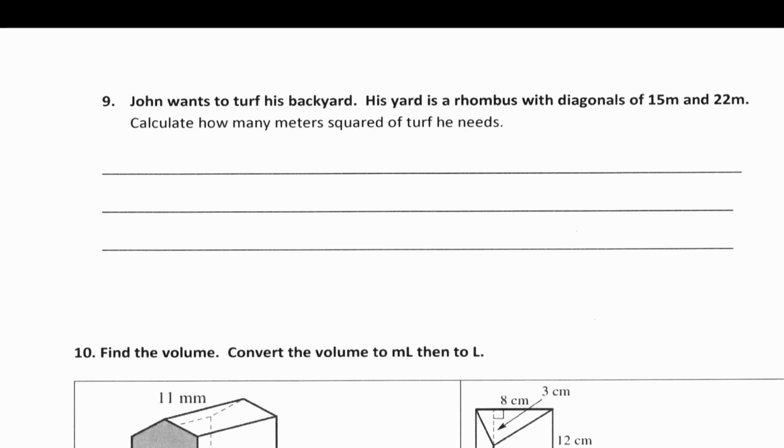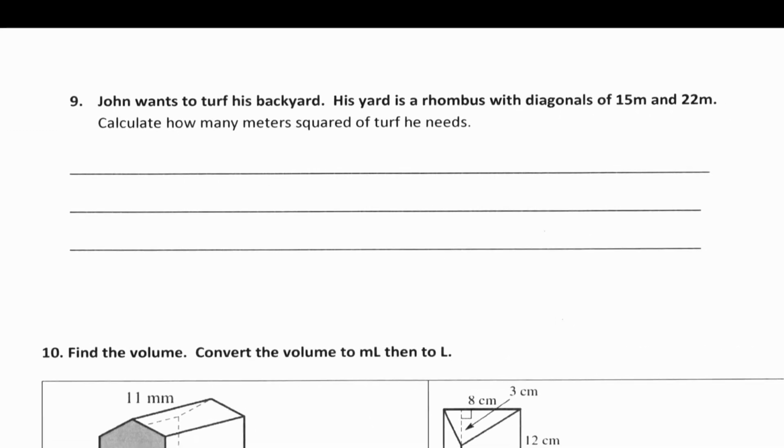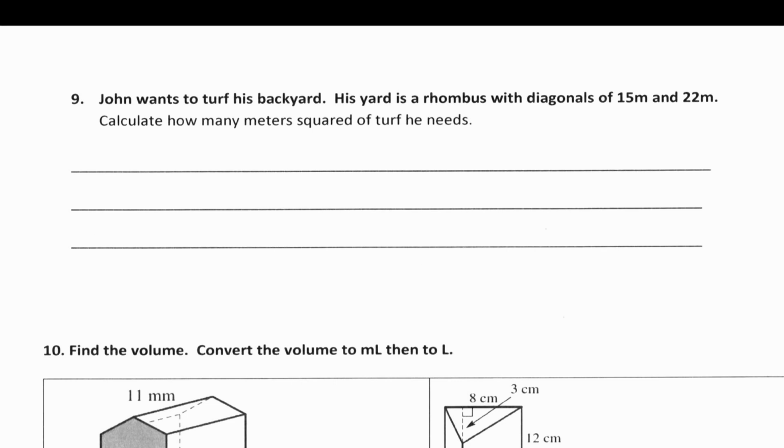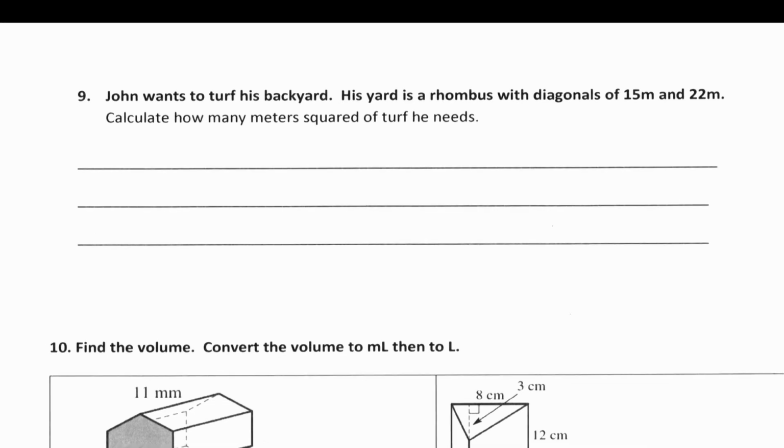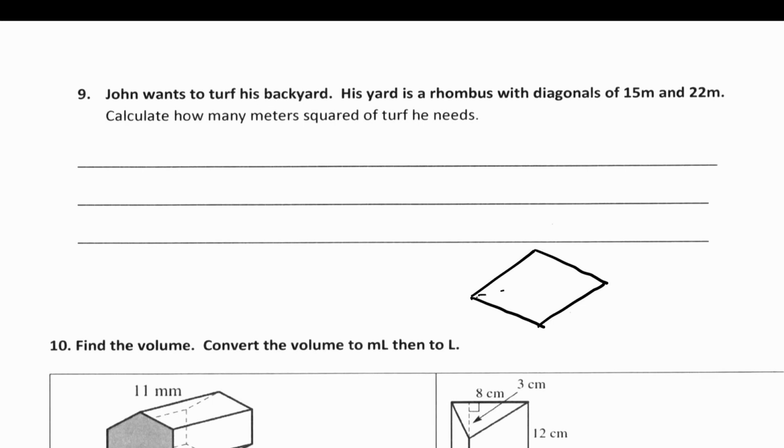John wants to turf his backyard. His yard is a rhombus with diagonals of 15 meters and 22 centimeters. I find it's helpful to draw these questions. Well, we know that a rhombus has all equal sides, so it's like a kite, but all the sides are equal. And it's told us that the diagonals are, the long one is 22, so that one looks like the longest one, and the shorter diagonal is 15. So that's 22 and 15.